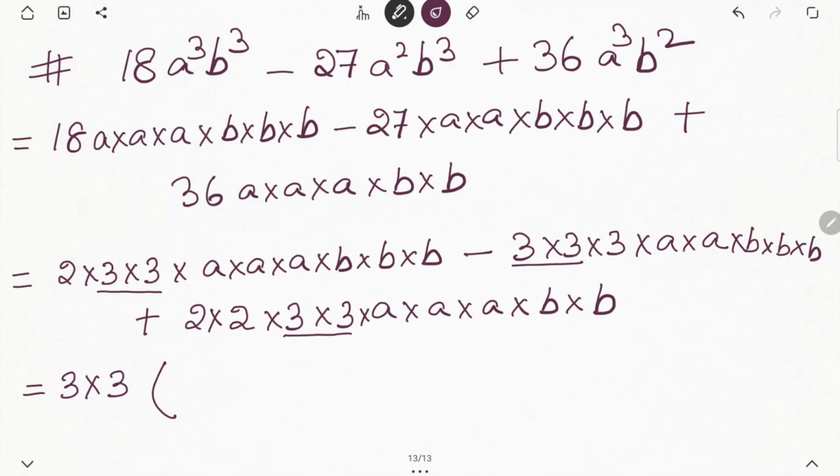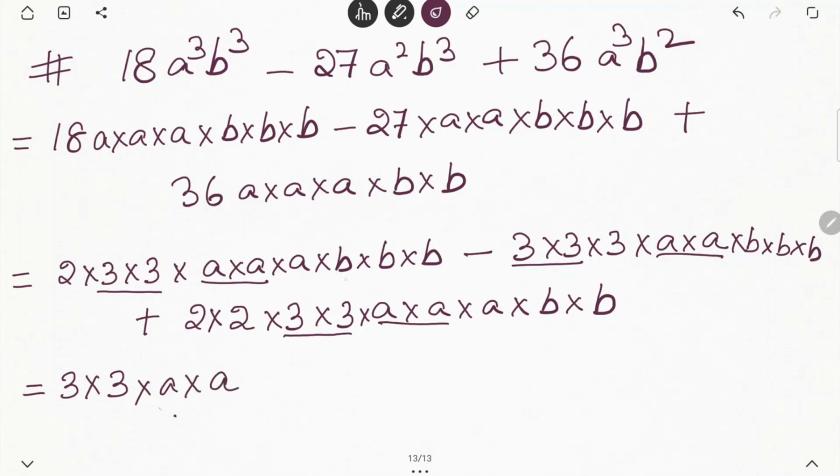Here we have a into a, and here we also have a into a into a. So here they are 3a, here they are 2a, and here they are 3a. So from each of the terms I can take a into a common. That means 2a can be taken common, okay. So here I write a into a.